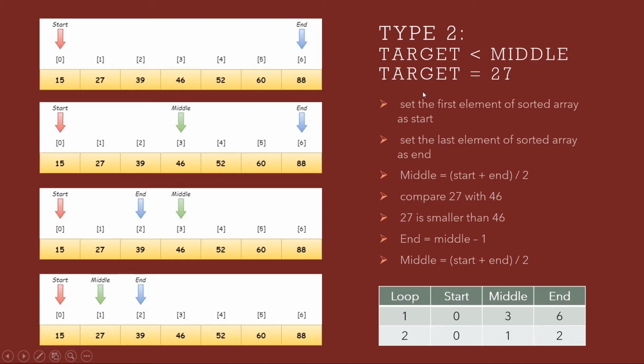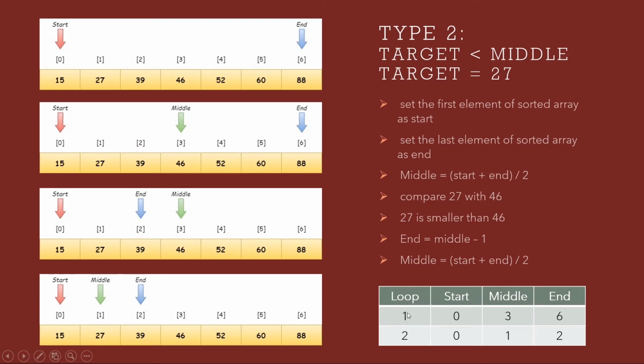We repeat the process for the first and second steps, which is we set the first element of the sorted array as start. We also set the last element of the sorted array as n. So we can do this in a table to see clearly. Okay, we can do the table with loop, start, middle, and end.